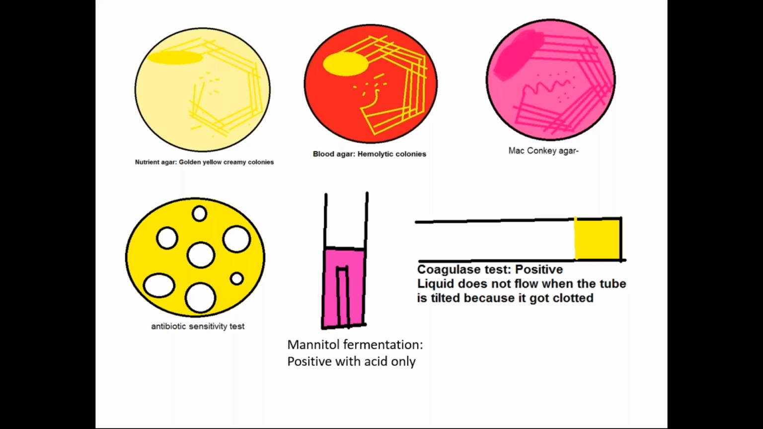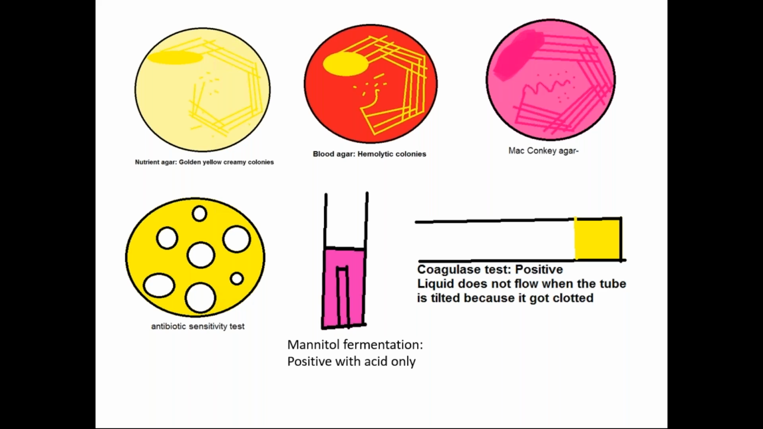Second circle is blood agar. For blood agar, you color all the media red, and put the colonies in yellow. Those are hemolytic colonies. MacConkey agar, color the full media light pink, colonies deep pink. Fourth circle, antibiotic sensitivity plate. Color it yellow and leave some circles uncolored. Those are antibiotic sensitivity zones.